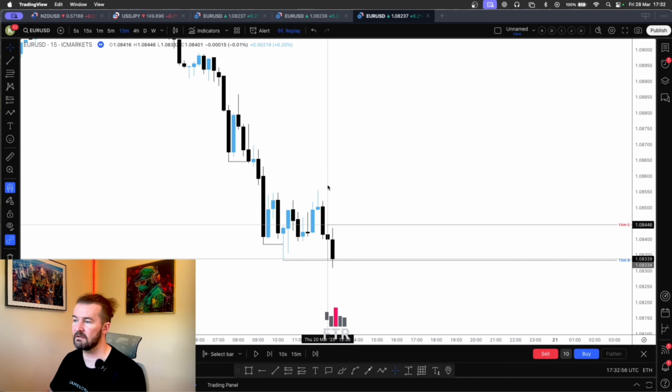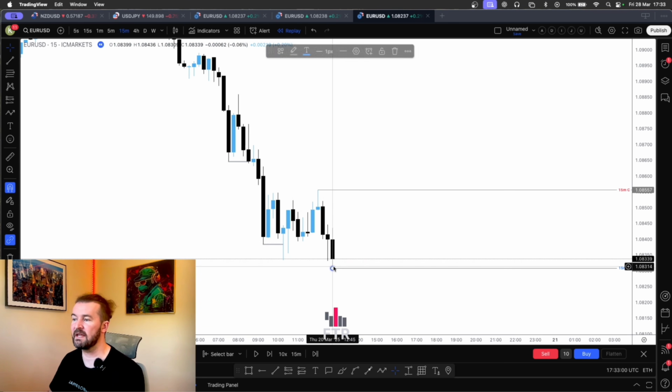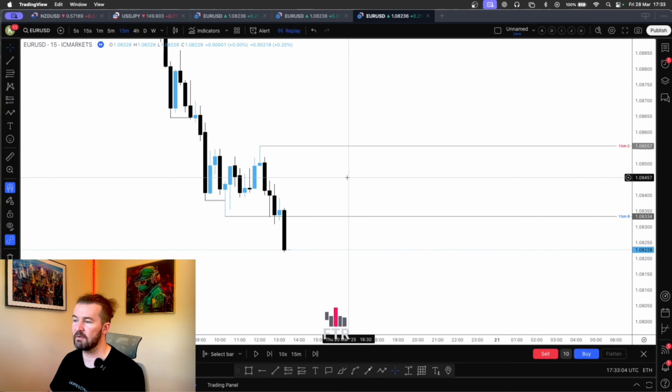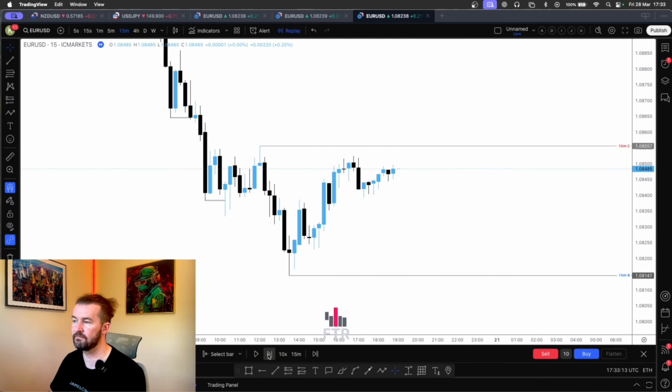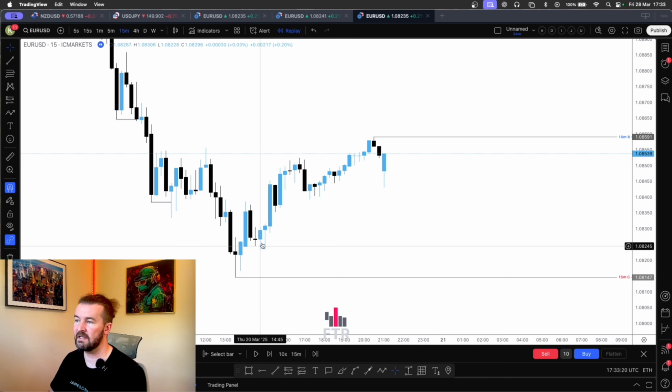Then we get a CHoCH move. I do BOS and CHoCH differently, just so you're aware. SMC is a little bit different from how I trade. So my BOS and CHoCH have not changed. We've just ended up bossing down again. Then we get a CHoCH, so the BOS moved up to there temporarily. That's all what we're doing.